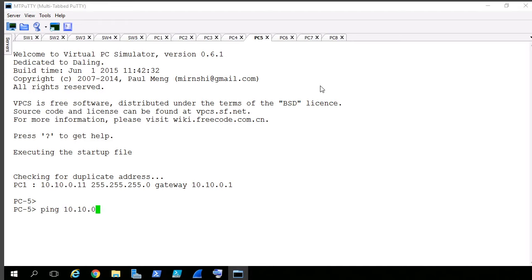So if we hit that same command, show spanning-tree vlan 10 summary, now it's showing us that PortFast default is enabled.